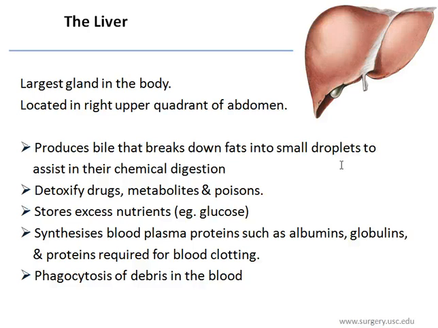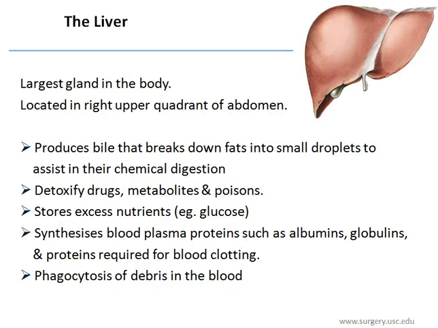Other roles of the liver include detoxifying drugs, metabolites and poisons. You can store nutrients in the liver. In particular, glucose is stored in the liver in the form of a molecule we call glycogen. The liver is also involved in producing various blood proteins, and there are cells called Kupffer cells within the liver that help clean out materials from the blood.